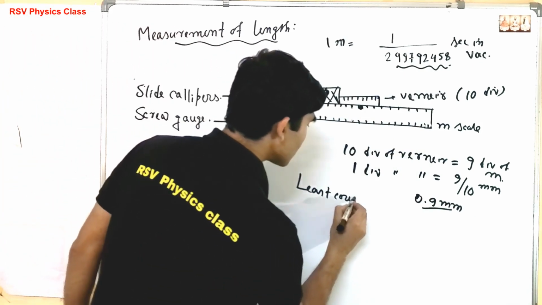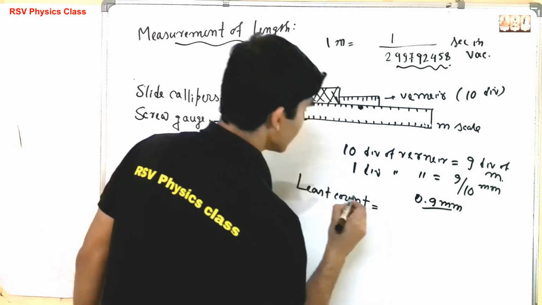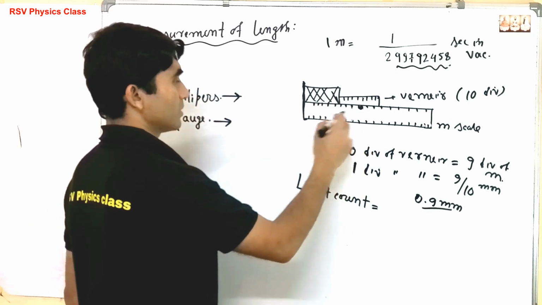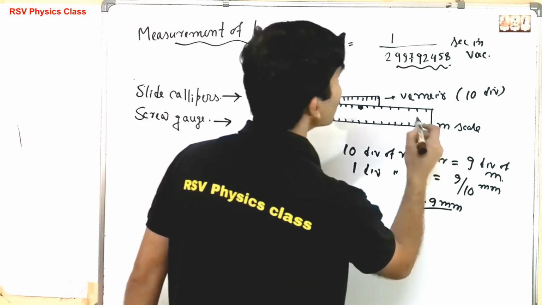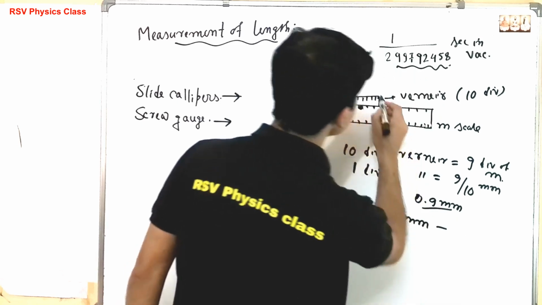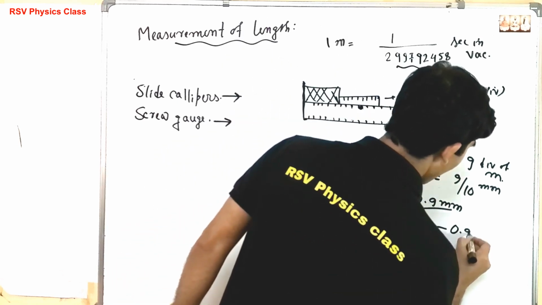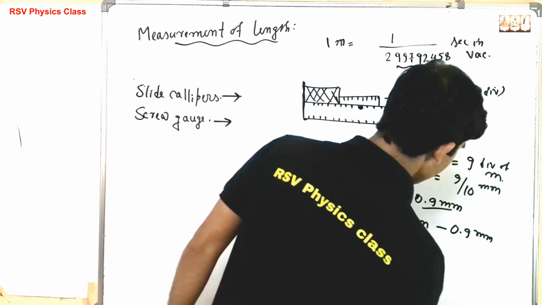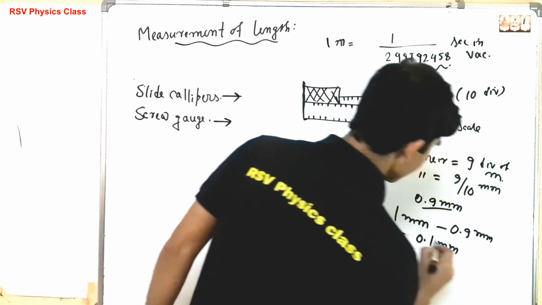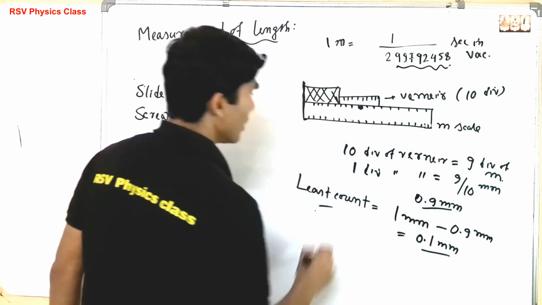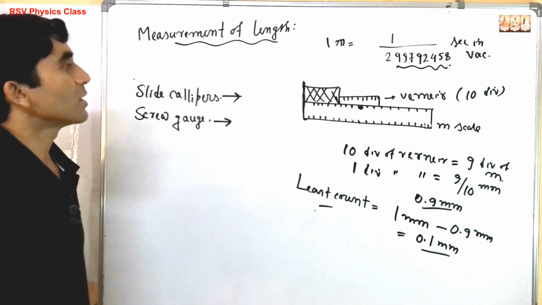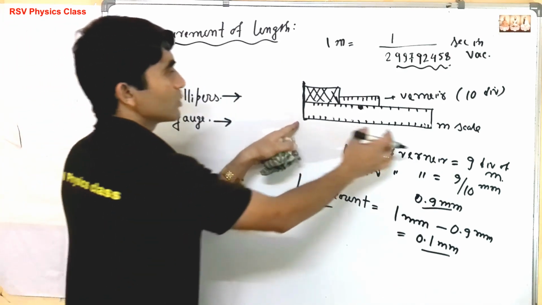What is the least count? The least count is the minimum division in the meter scale, which is 1 mm, and the minimum in the vernier scale is 0.9 mm. So this is equal to 0.1 mm. So this is the least count of the slide calipers. Okay, so this is your meter scale.